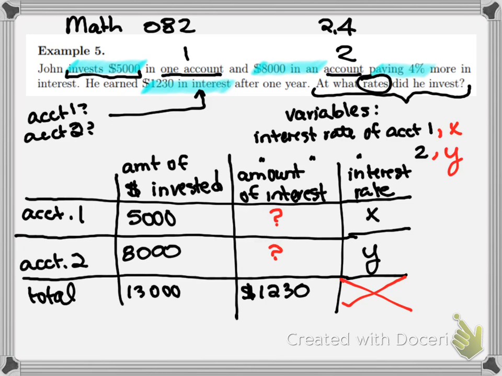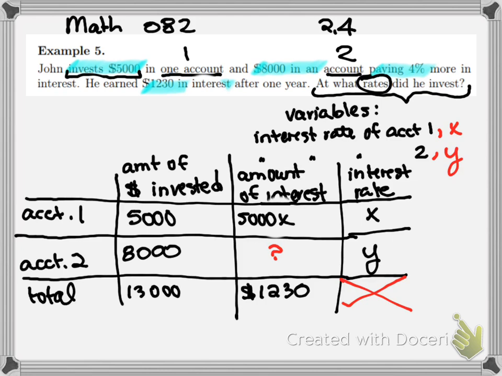What should I write? Okay, so one thing that we need to know about interest is the amount of interest, like this question mark right here, is actually going to be $5,000 times my interest rate, okay?